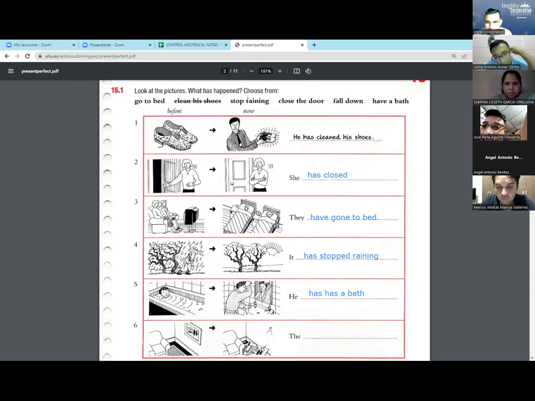The picture has fallen down. Spell it. Can you spell fallen? F-A-L-L-E-N. All right, excellent. I'm sorry, I forgot to write the picture or the portrait. The portrait has fallen down. Okay, good job.